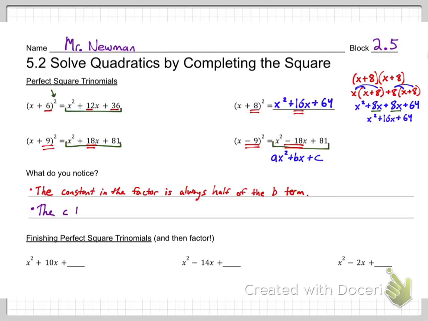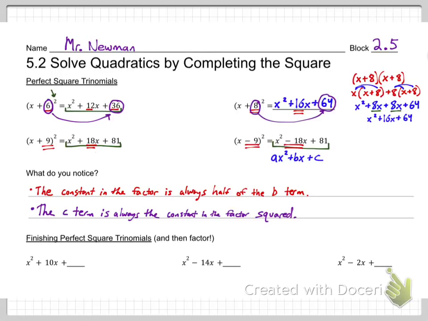Other thing that's very interesting is that the c term is always the constant in the factor squared. What do I mean by that? Well, this 6 squared is 36. 8 squared is 64. 9 squared is 81. And it even works for the negative number because negative 9 squared is positive 81. That's because a negative times a negative is a positive. So, we have those two patterns, and we're going to use those two patterns to create perfect square trinomials.